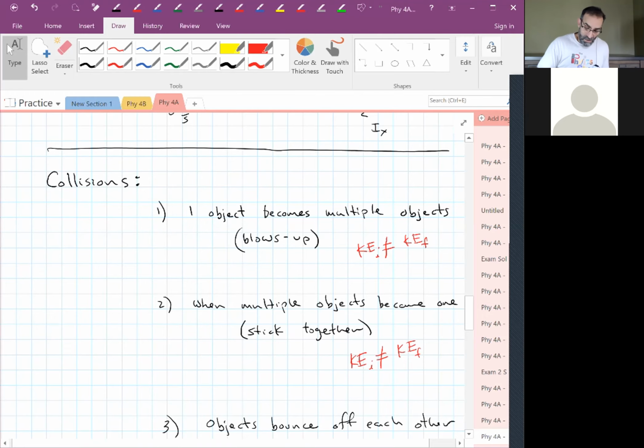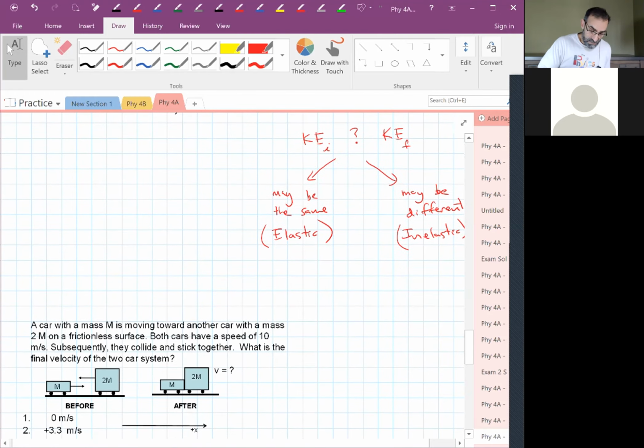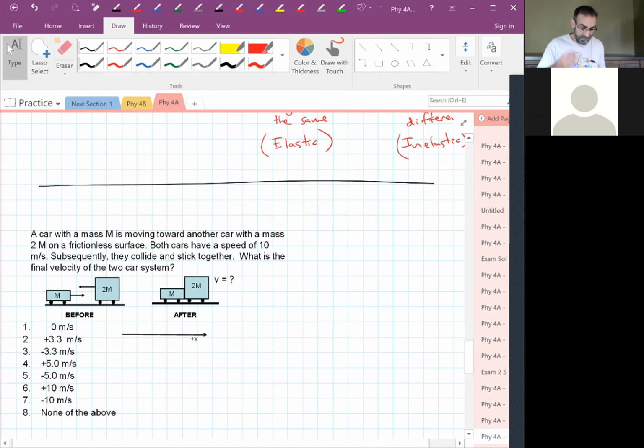Okay, let's do a couple of examples, starting with these guys. We've got these two carts. Before the collision, one is twice as massive as the other one. They both are moving at the same speed, 10 meters per second. They collide and stick together. What's the final velocity?